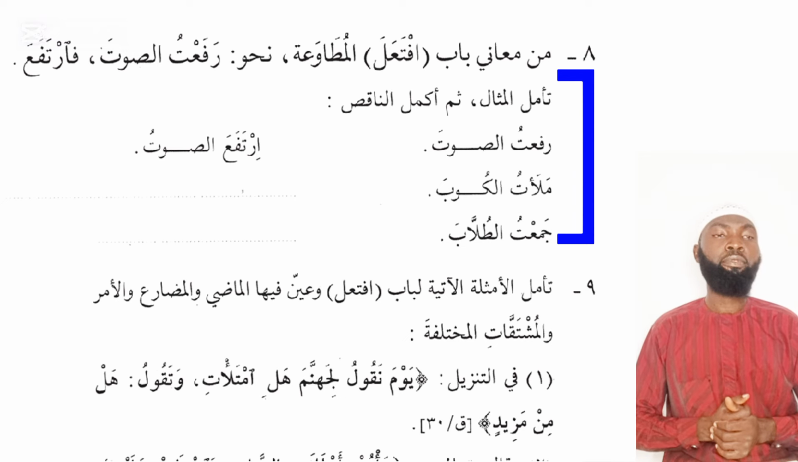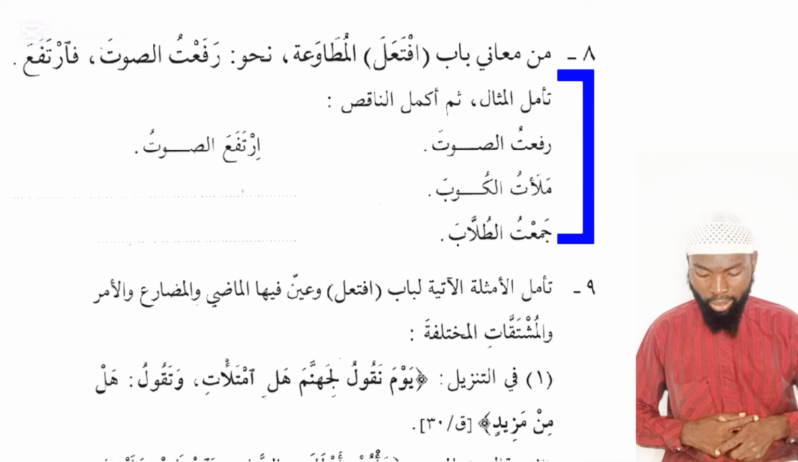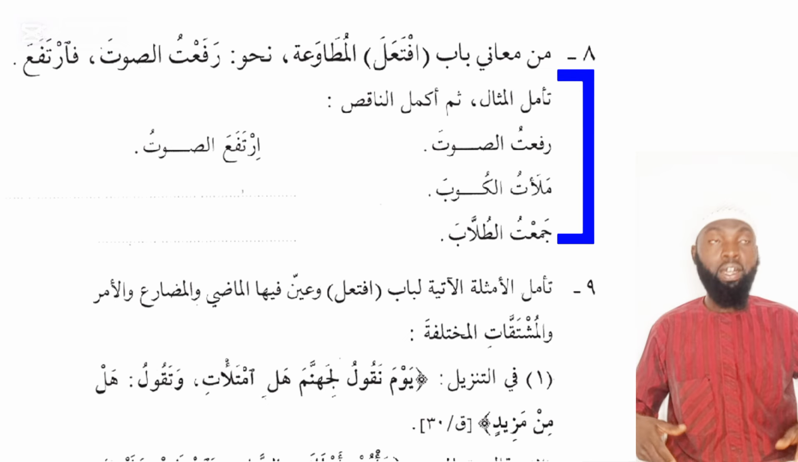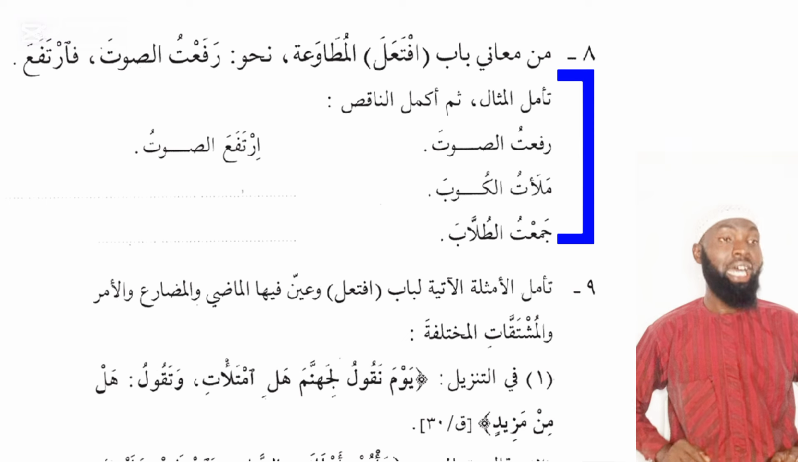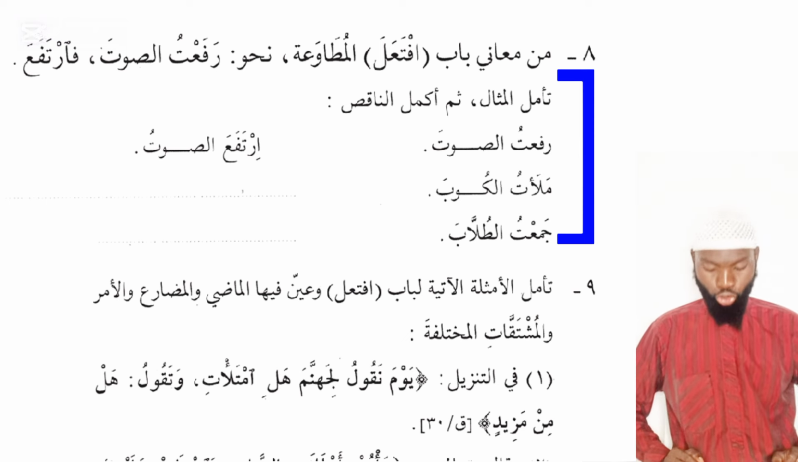Number 8, we have min ma'ani babi ifta'ala al-mutawa'a. Among the meanings of this pattern of ifta'ala is what? Obedience. Mutawa'a. Example is rafa'tu sawta. I raised the voice. Faratafa'a, and it raised. You can see irtafa'a, it obeyed the raising. Ta'ammal al-mithal thumma akmil al-naqis. Study the example, then complete the incomplete. We have rafa'tu sawta and we have irtafa'a sawtu. Mala'tu al-kub, I filled the cup. Imtala al-kub, the cup is filled. Jama'tu tullaba, I gathered the students. Ijtama'a tullabu, the students gathered.